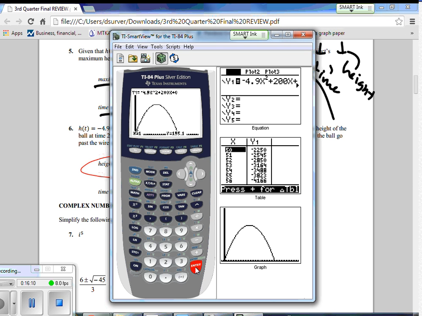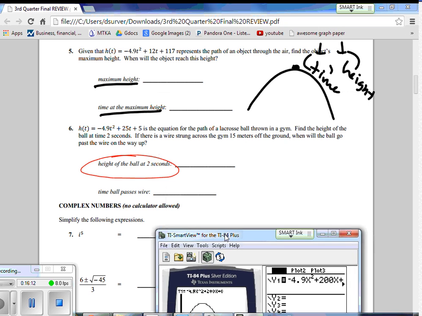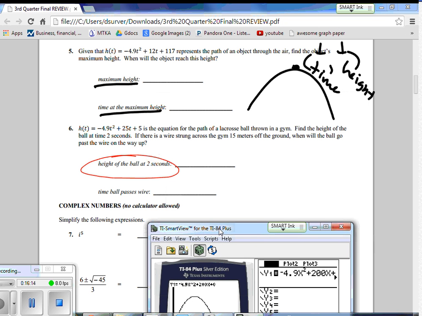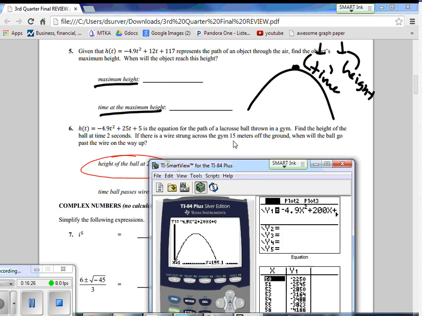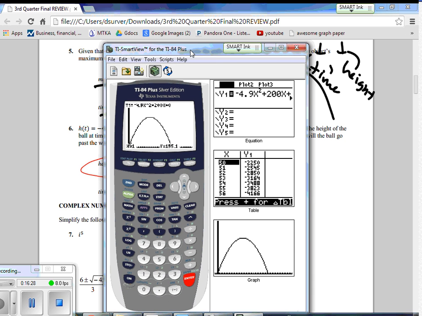All right, and then the last thing is this kind. The time the ball passes the wire. That's where this is a problem about a wire being strung across the gym. If this wire is strung across, how can I make something go across this at a given height? You set another equation, y equals whatever. So let's say I want to make y equals, in this problem, 500 feet. We want to know when this thing crosses 500 feet.